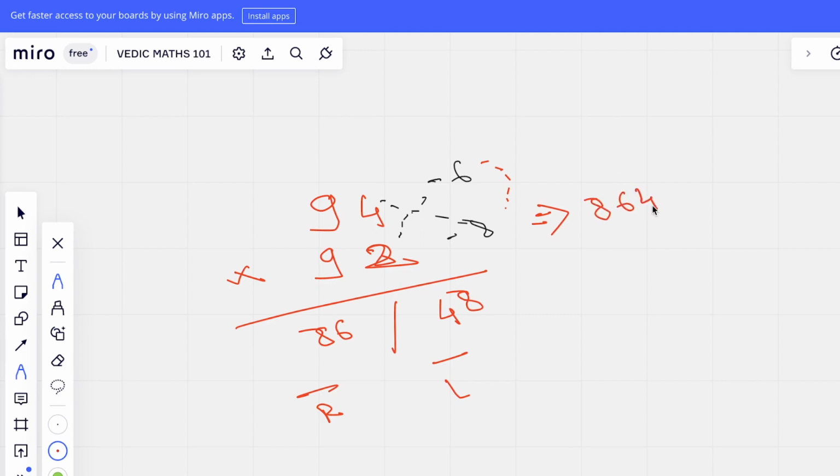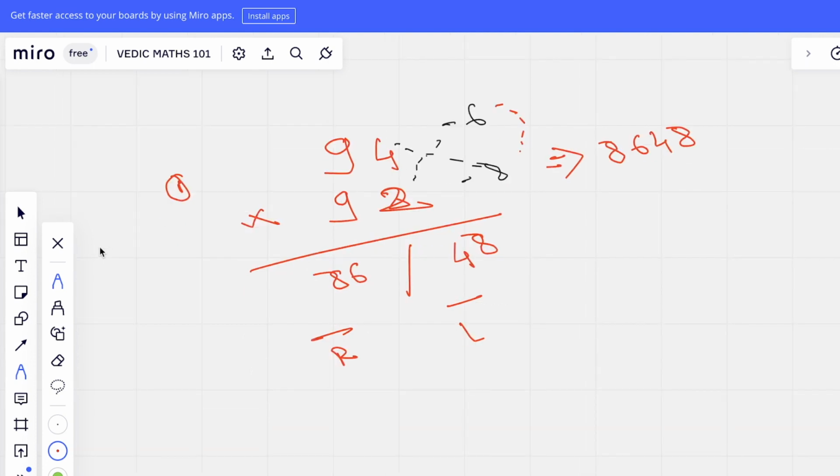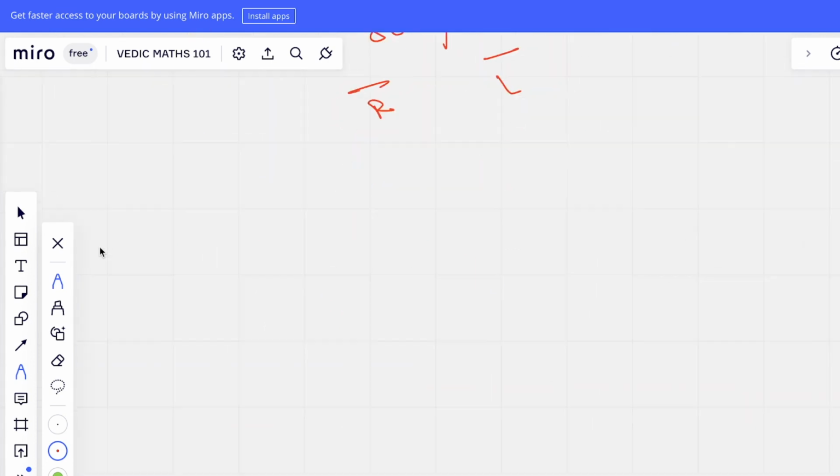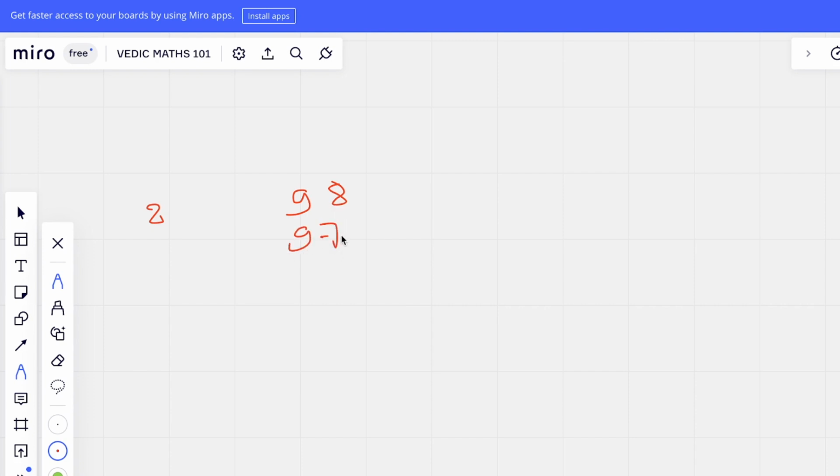Isn't it very simple? It's very simple, guys, right? See, it can solve a lot of your problems. Now let us take another example. How about we take this example? It's very easy peasy. 98 multiplied by 97.